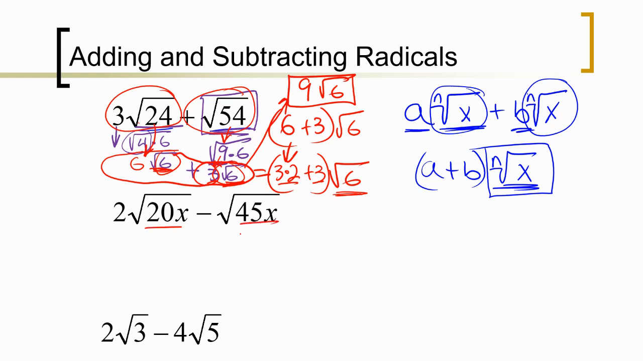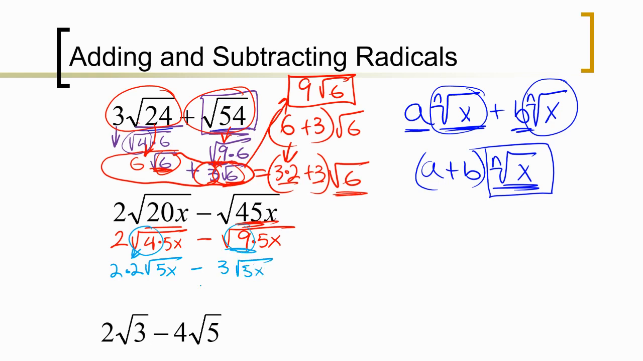Here we have 20 and 45. 20 has a 4 built in, so this is really a square root of 4 times 5x. And this is really the square root of 9 times 5x. With a minus sign in the middle and the 2 out in front. So the goal is for us to recognize the square root of 4 can pull out as a 2 square root of 5x times the 2 out in front that's still there. Minus this 9 is really a 3. The square root of 9 is 3 square root of 5x. So we square rooted the 9, got 3. And then this is really 4. So this is going to be 4 minus 3 5x's.